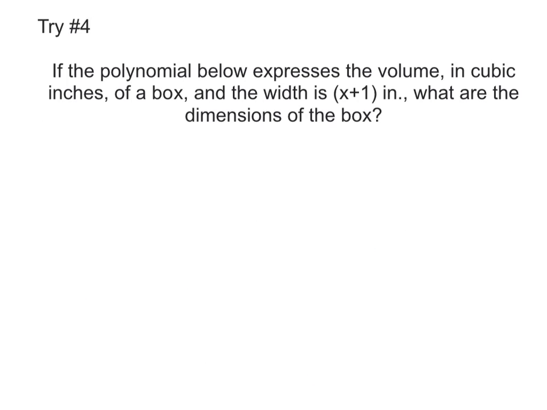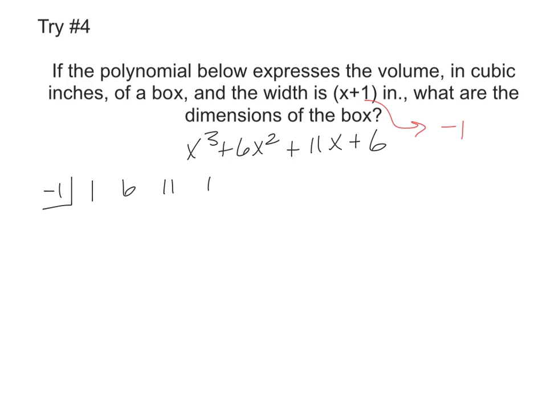So we're going to try this again, and I just realized I left off the expression. The expression on try 4 that I forgot is x cubed plus 6x squared plus 11x plus 6. There are no gaps, so let's just go ahead and start. That 0 would be negative 1, so negative 1 sits on the outside. I have 1x cubed, 6x squared, 11x, and 6.